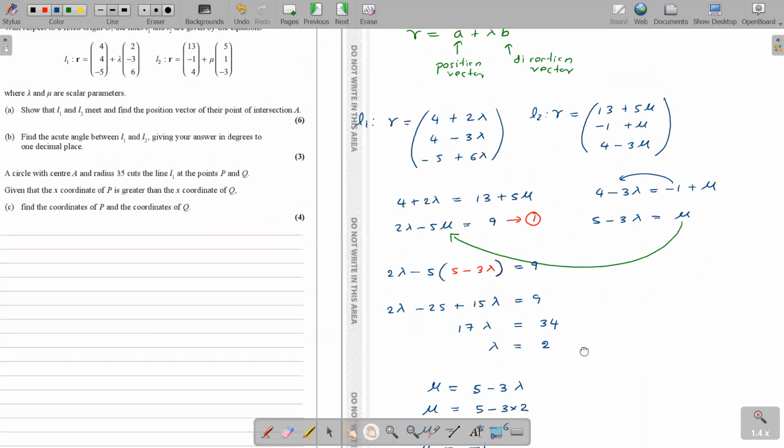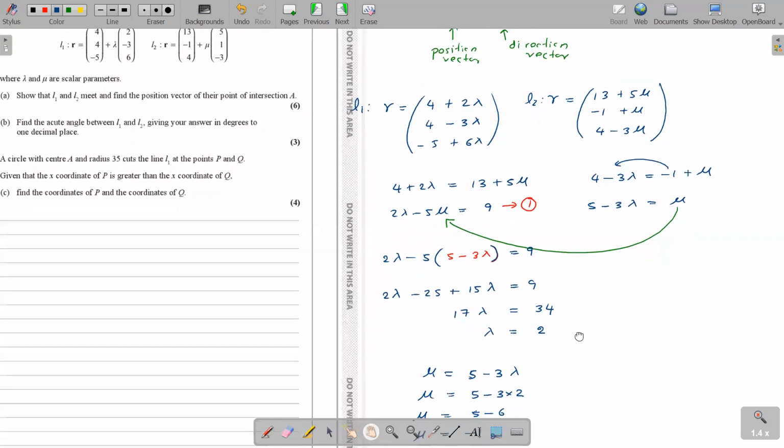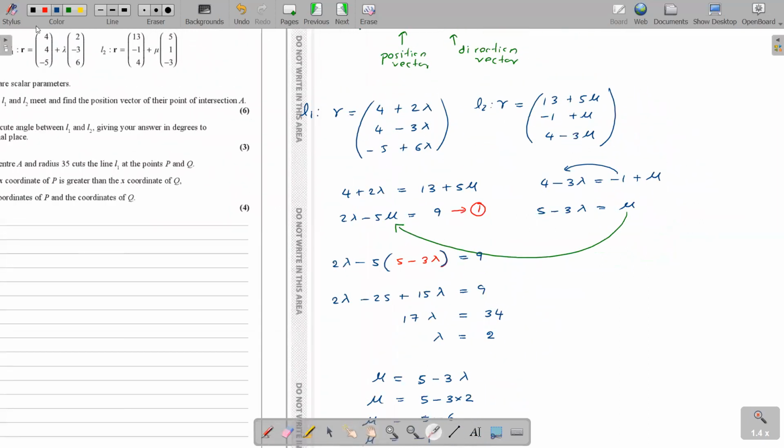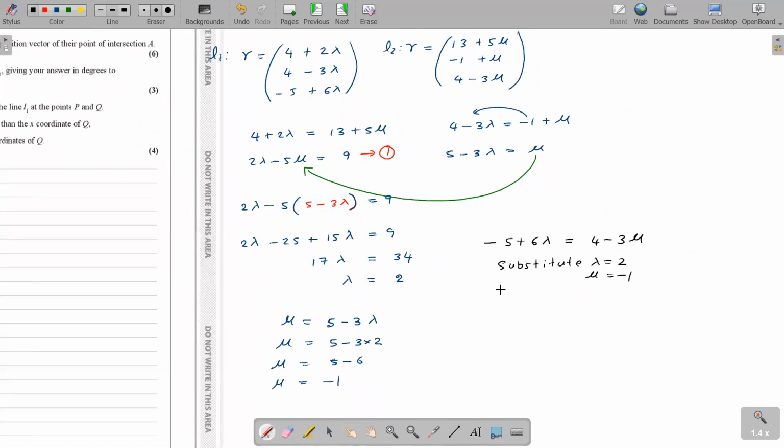Now how do we show that they meet? They're asking us to show that line 1 and line 2 meet. So basically, I found lambda and mu using only the first two equations. Now substitute the lambda and mu values into the third equation. What's the third equation? Minus 5 plus 6 lambda equals 4 minus 3 mu. The lambda value is 2 and the mu value is minus 1, right? We substitute and see whether they are equal.